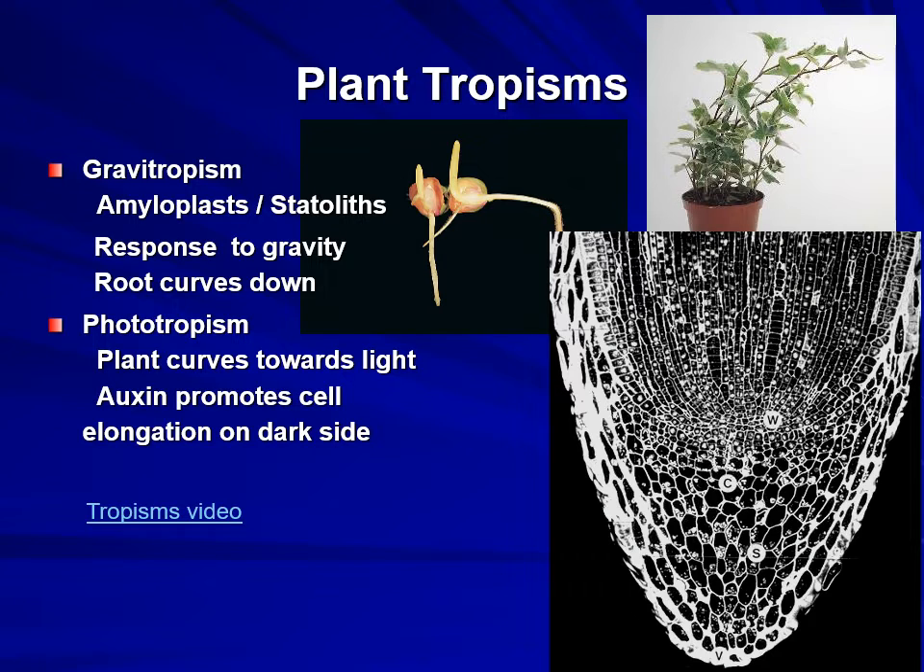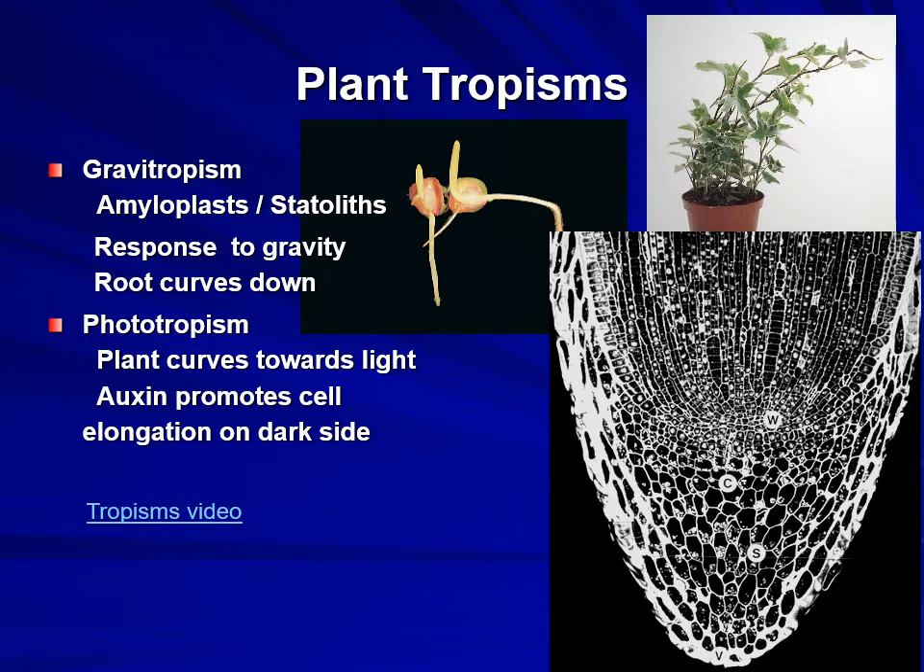So trying to find a way to get the statoliths to respond to something, you can put the plant in sort of a spinning chamber so it simulates gravity. And that's typically what they do in the space station so that the plant grows normally.